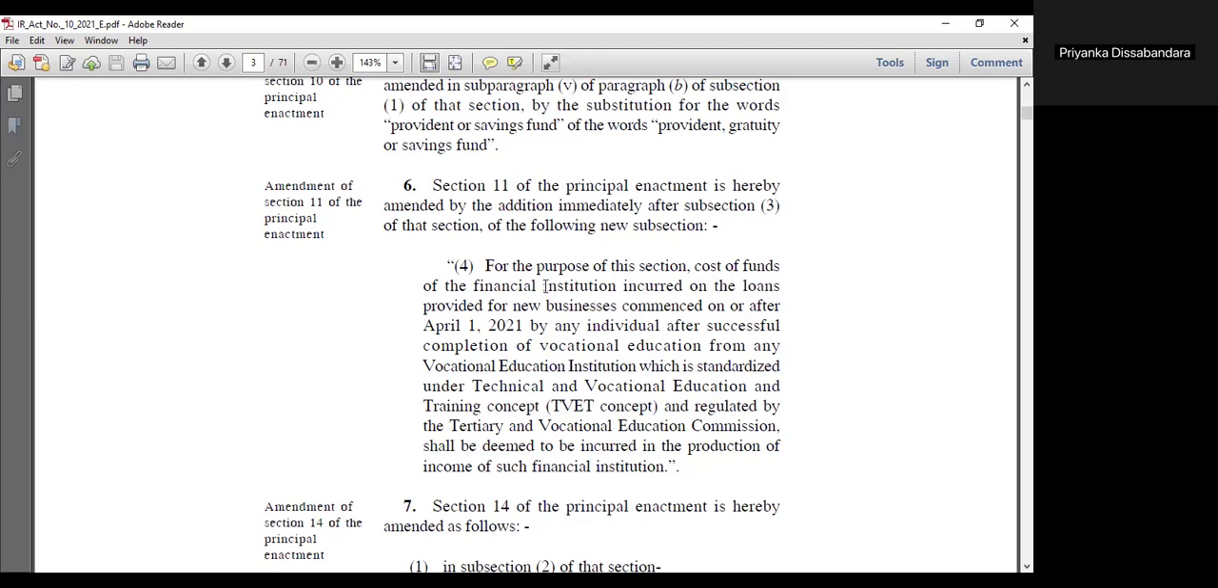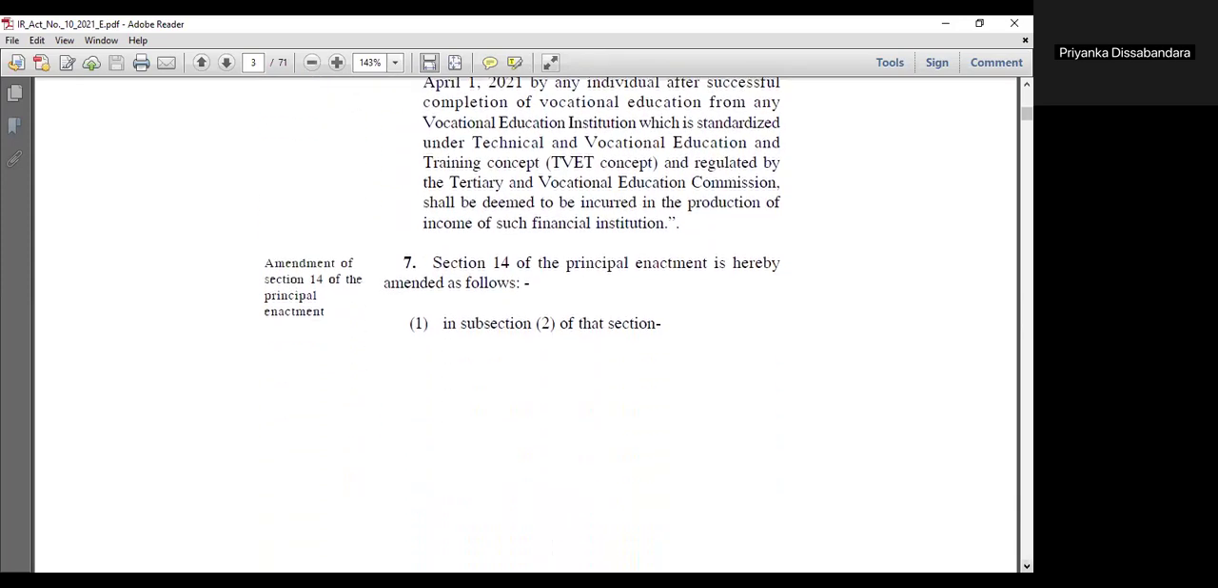Now what has happened? A new paragraph was added. Addition. Amended by the addition. Immediately after subsection 3 of that section. ඔන්න එතකොට අලුතෙන් subsection එකක් දැම්මා. ඒක තමයි එතනදී කරන්නේ. Let's see one more amendment.